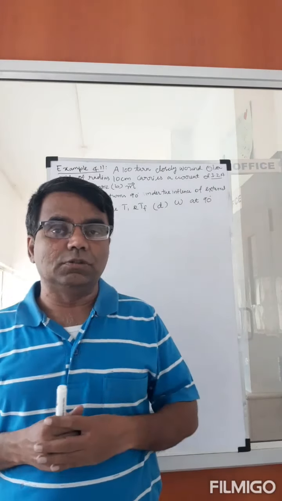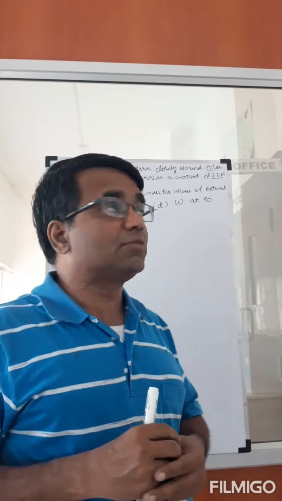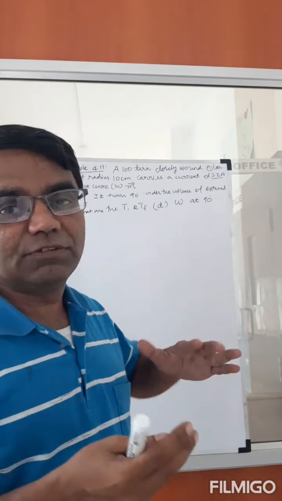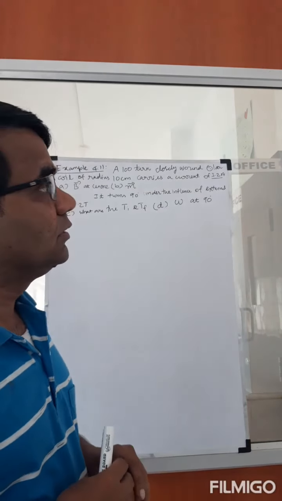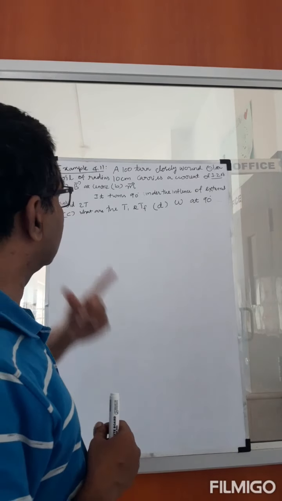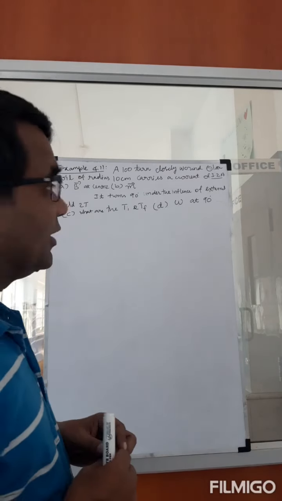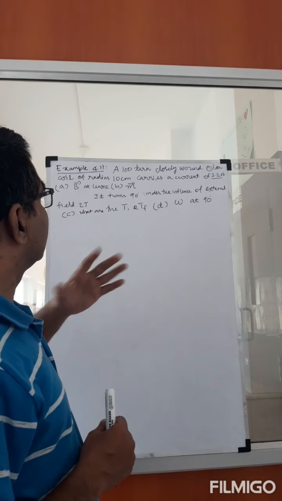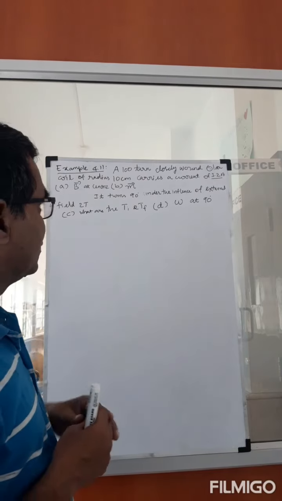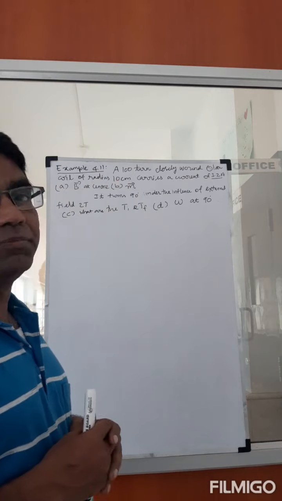Okay, we'll get to problem 4.11 in your textbook. I've given a shortened version of the problem here because I don't have too much space to write it. Let me just read that. A 100 turn closely wound circular coil of radius 10 centimeters carries a current of 3.2 amperes. They ask you to find the magnetic field B at the center for this setup and the magnetic moment of this coil.